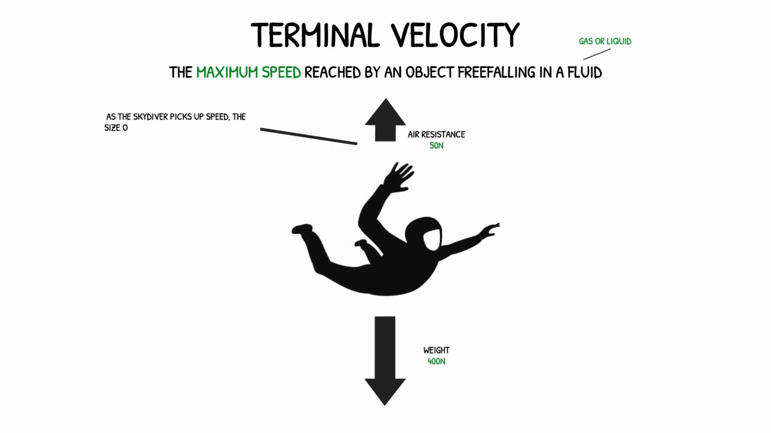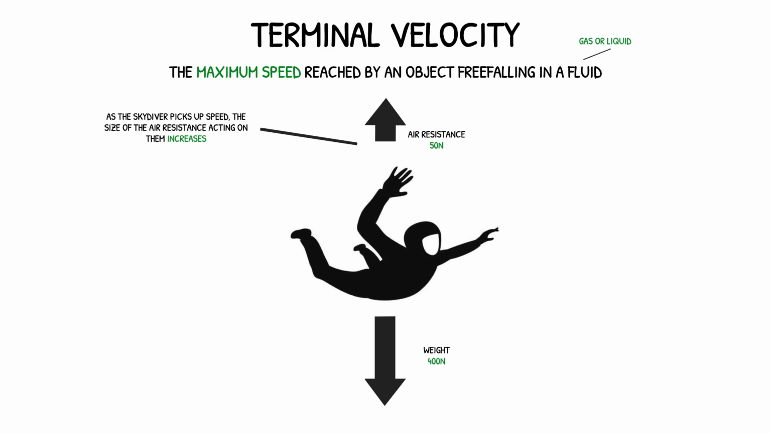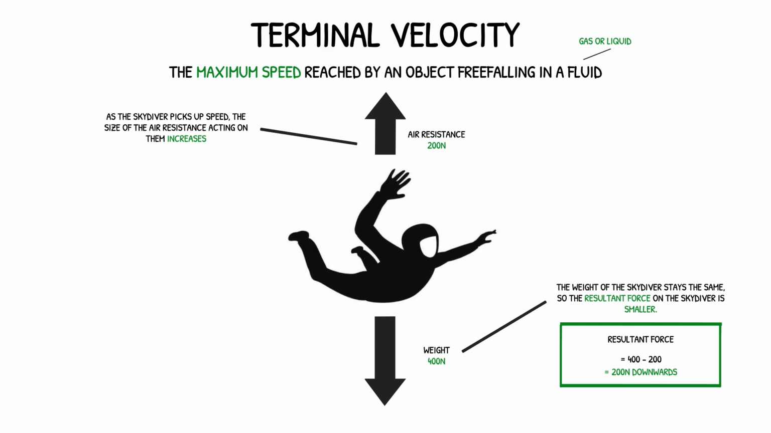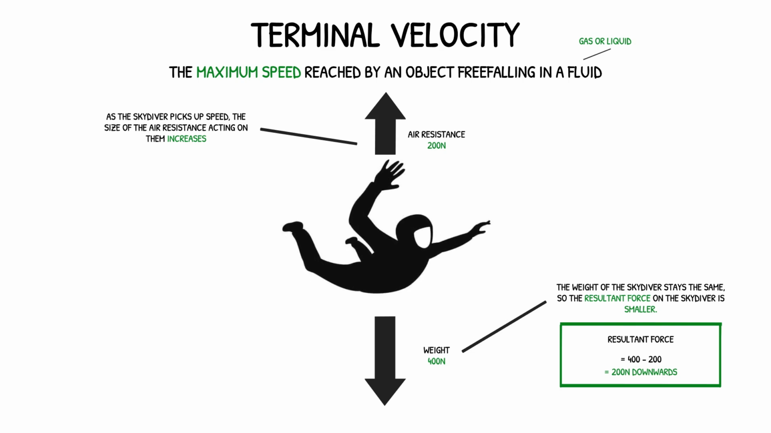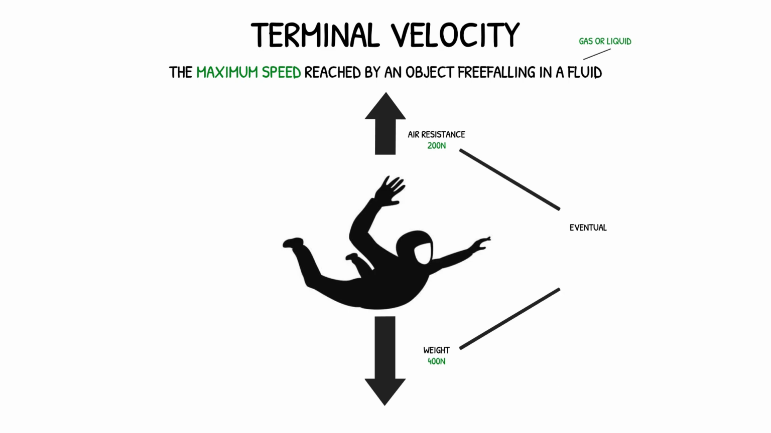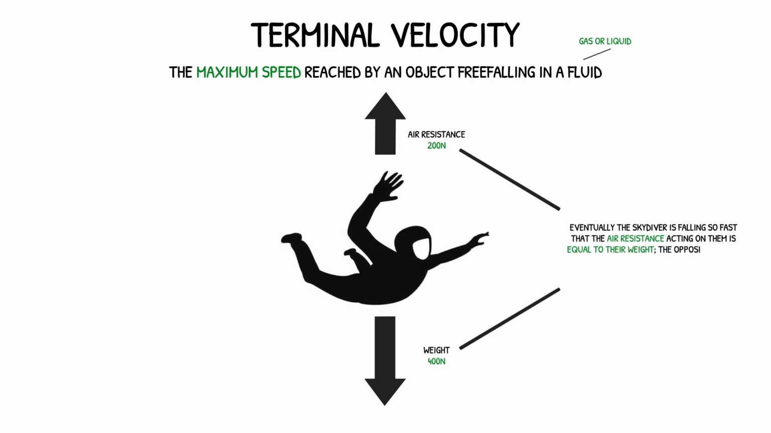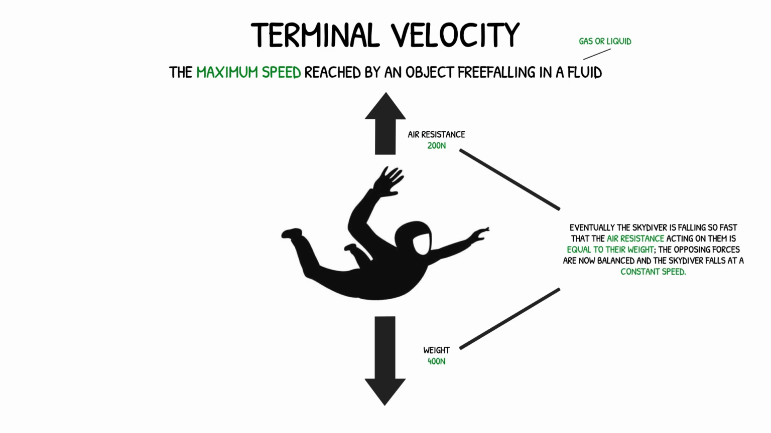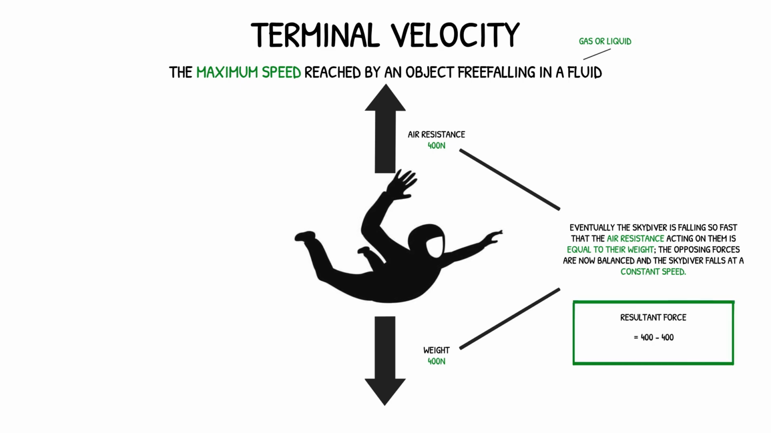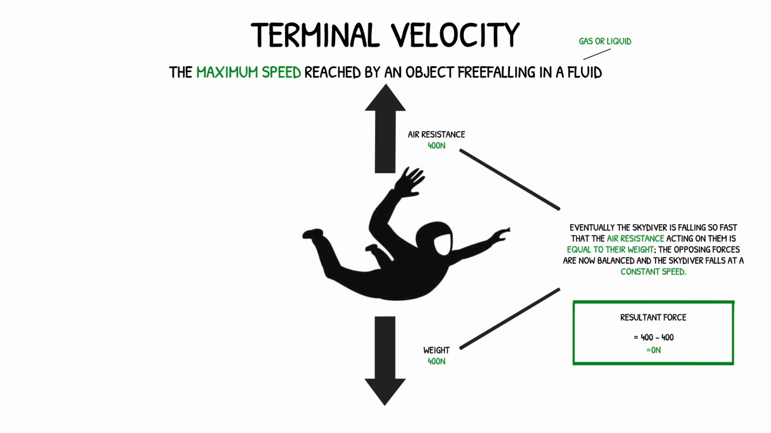As the skydiver picks up speed, the size of the air resistance acting on them increases. The weight of the skydiver is fixed and does not change, so the resultant force on the skydiver is smaller. They are still accelerating downwards, but not as quickly as they were at the start of the jump. Eventually, the skydiver reaches a speed at which they are travelling so fast that the air resistance acting on them is equal to their weight. The opposing forces acting on the skydiver are now balanced. The resultant force is zero, and the skydiver is now falling at a constant velocity.